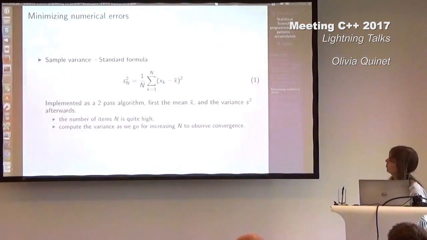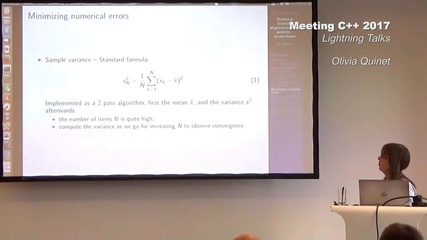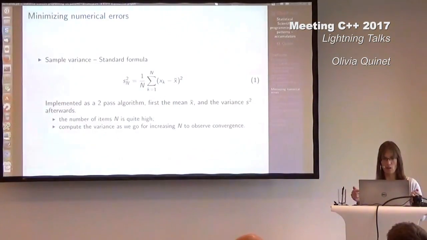So let me simply show you an example with the sample variance. You have the mathematical formula here, and it's perfect, except it's a two-pass algorithm, because you first have to compute the mean of the values, and then the variance. So you take all the elements, you subtract the mean, you take the square, take the sum, and divide by the number of elements. So that's quite okay, but sometimes the number of elements is very high. And if you use that formula, you cannot see how the variance evolves with the number of elements, so it's not great.